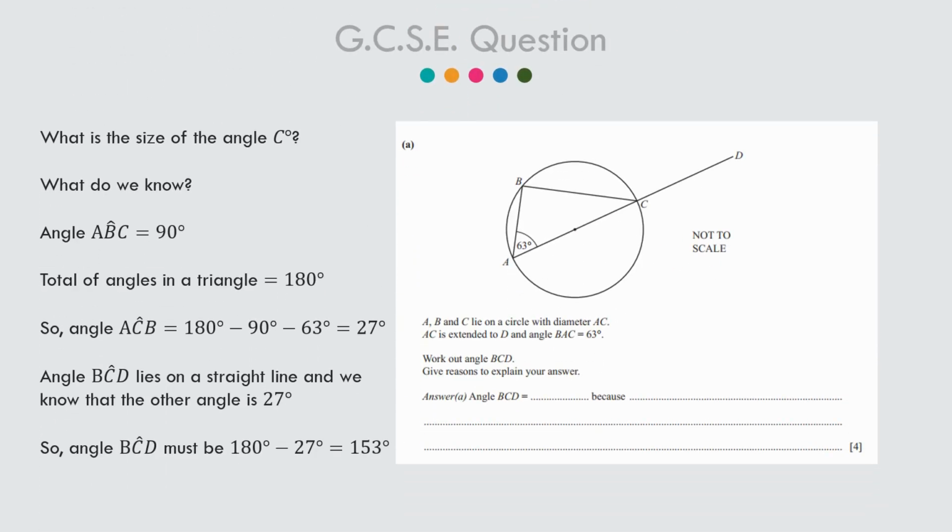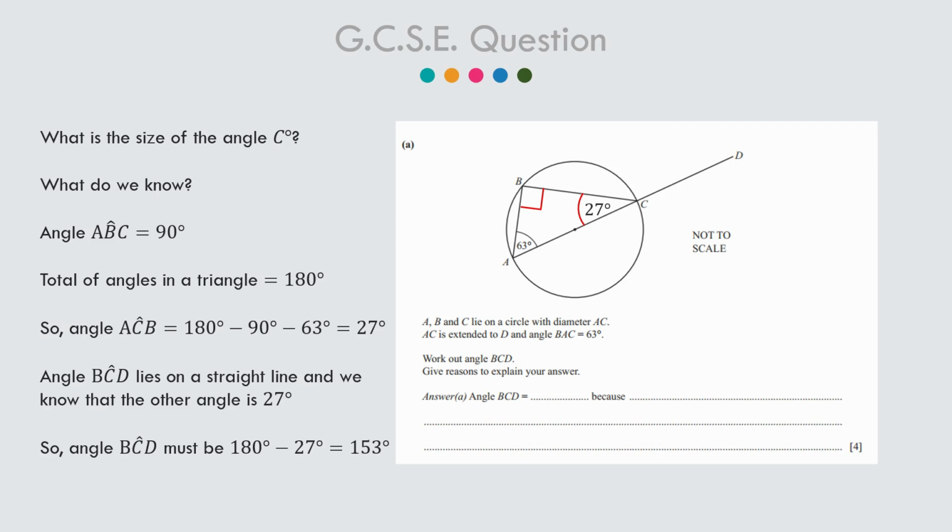Here is a real GCSE question. The question asks, what is the size of angle C? Well, what do we know? Well, we know that angle ABC must equal 90 degrees. We also know that the total of angles in a triangle comes to 180 degrees. So this means that angle ACB must be 180 minus 90 minus 63 degrees. This gives us our answer of 27 degrees.